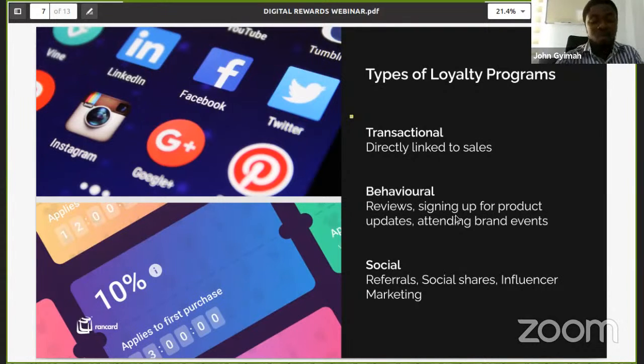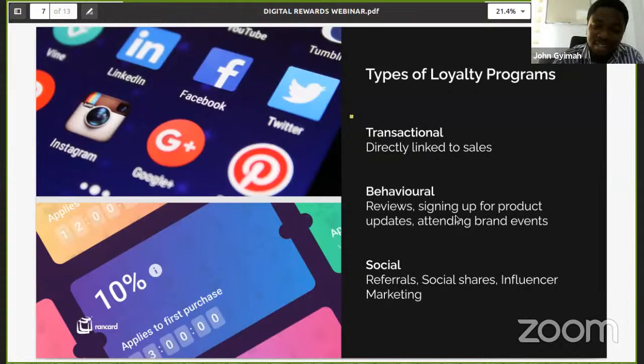So with a behavioral program, the brand seeks to have a more personal relationship with their customers outside of the transactional activity, whether they purchase the product or not. So here is a case where you find brands incentivizing their consumers for taking specific action on social media or taking specific actions with the product. You can usually see this in reviews.